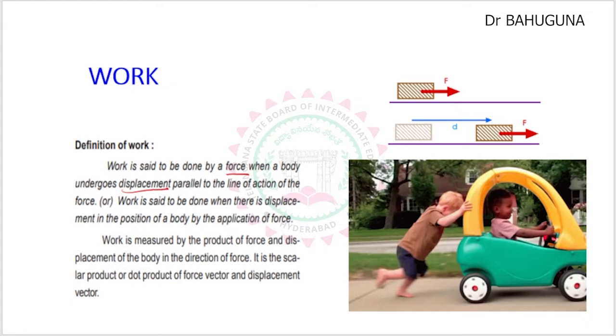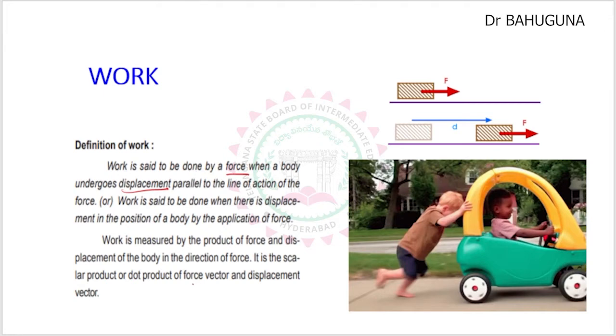Work is said to be done by a force when a body undergoes a displacement parallel to the line of action of force. What it means is the displacement and force should be in the same direction. Or we can say work is said to be done when there is a displacement in the position of a body by the application of force. That also is a definition for work. Work is measured by the product of force and displacement of the body in the direction of force.